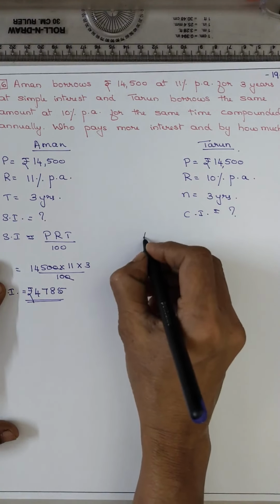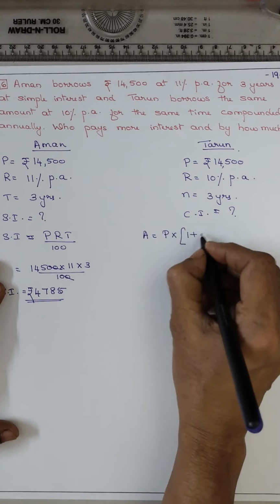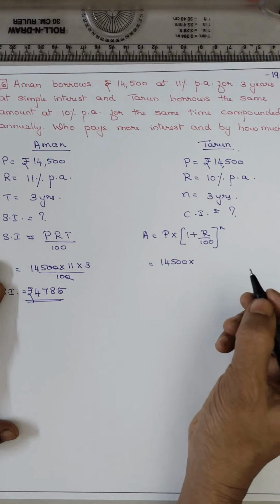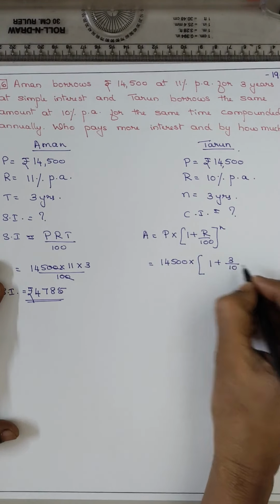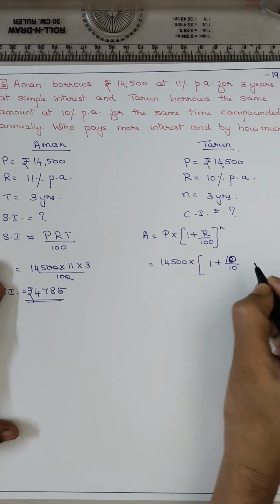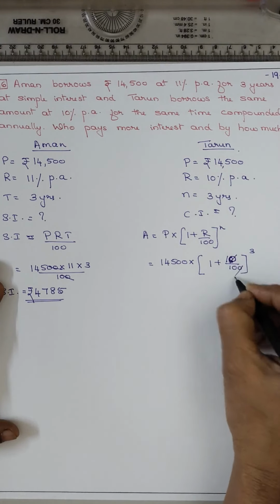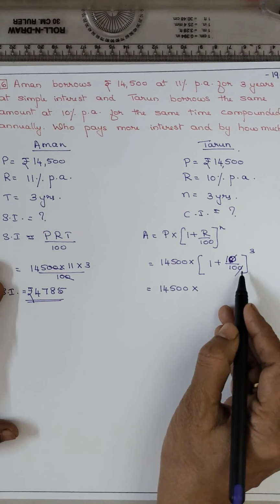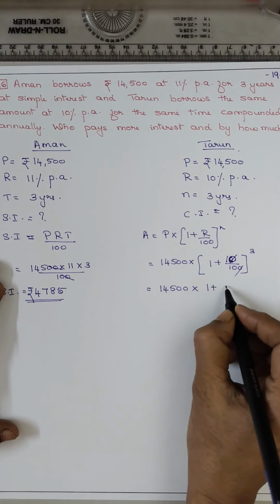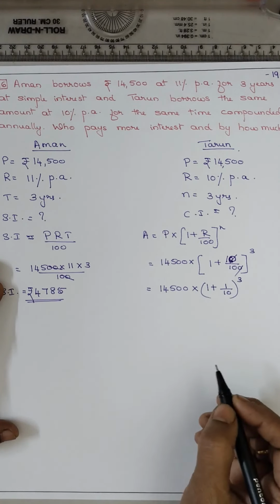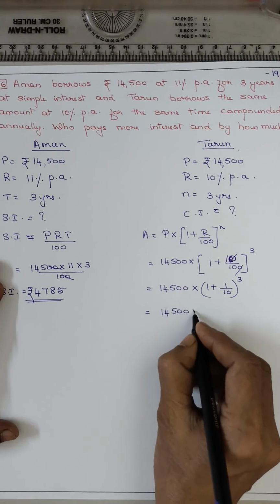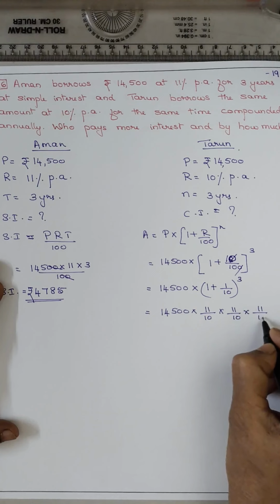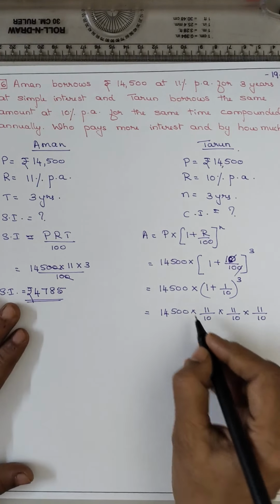Now here the CI. First find out the amount. P into 1 plus R upon 100 the whole raised to N, 14,500 into 1 plus 10 upon 100 the whole raised to 3, 0 get cancelled, 14500 into 1 plus 1 upon 10, so 14,500 into 10 plus 1, 11 upon 10, you have to write 3 times.